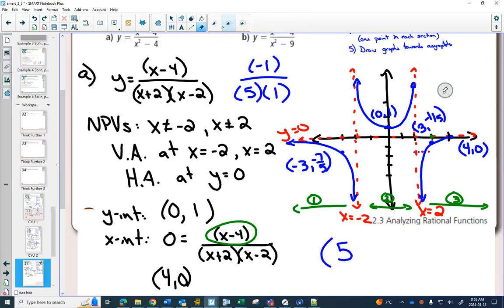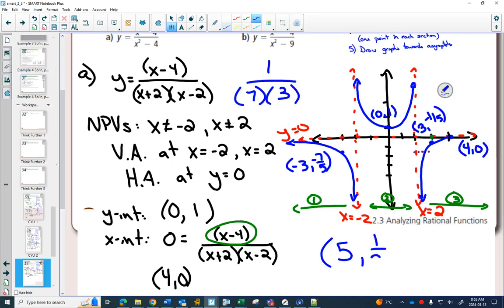I'll plug in 5. See what happens when we plug in 5. Well, the top will be 1. 5 plus 2 is 7. 5 minus 2 is 3. We get 1 over 21, which is really close to 0, but it's a little bit above, which tells me my graph goes up and then will come back down towards my asymptote eventually.